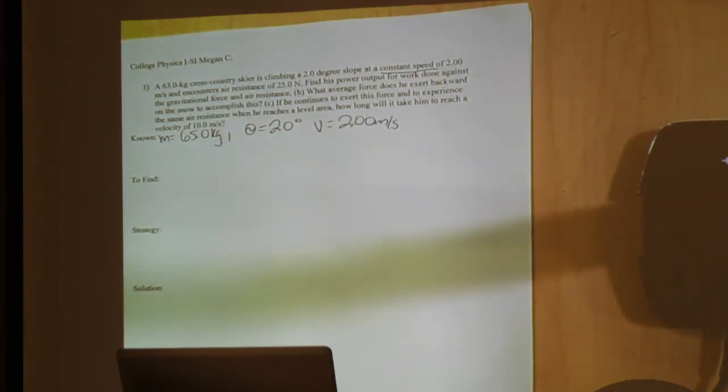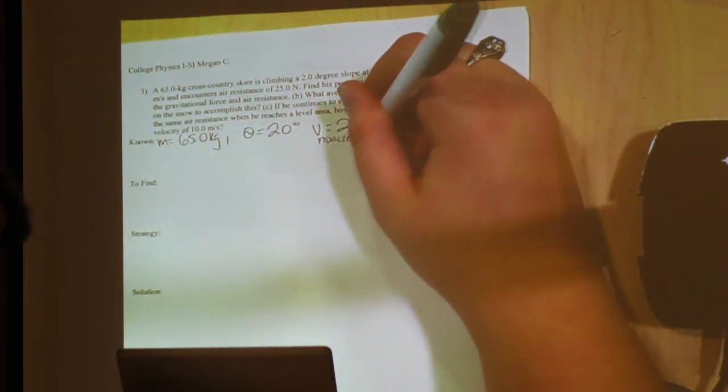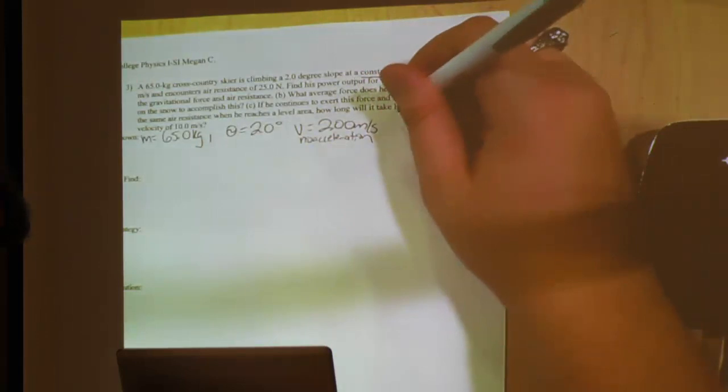No acceleration. Good, so we're going to write underneath that, no acceleration, because that's constant. All right, and then he encounters an air resistance of 25 newtons. So we're going to put force AR, that's an R, is equal to 25.0 newtons. So the first part asks for power output. So we're going to look for power.